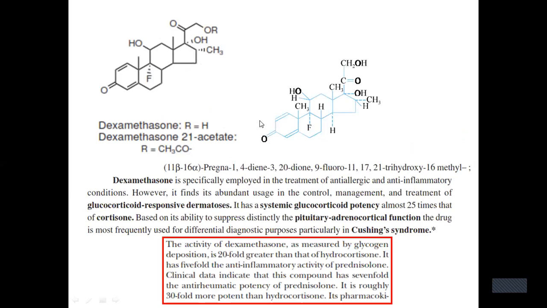So dexamethasone is again a pregnane derivative. So we have 5, 6, 7, 8, 9, the 9th position fluoro. 9 fluoro is there. Then 3,20 dione. Then there are OH groups at 11, 17, and 21, so 11, 17, 21 trihydroxy.